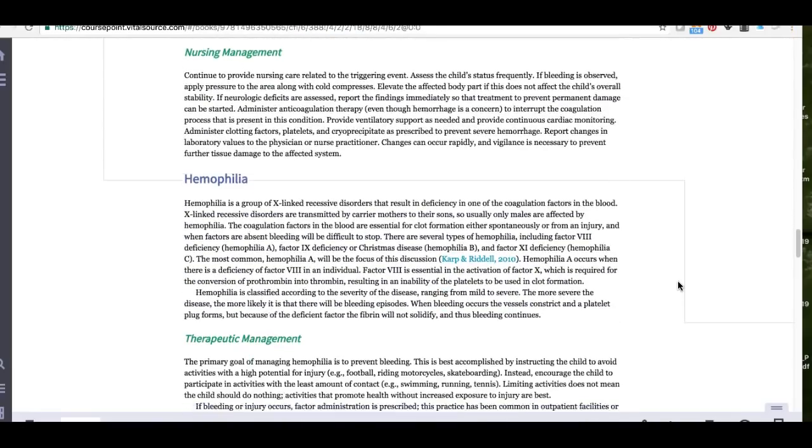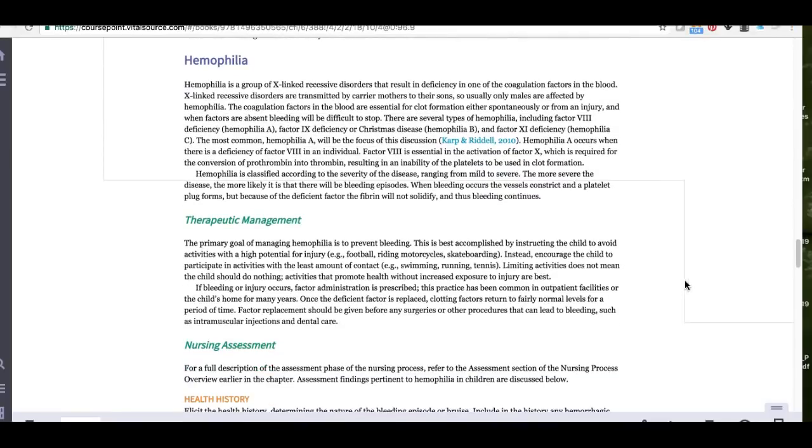Okay, let's talk about hemophilia. Hemophilia is a lifelong disorder. It's a lack of a clotting factor. There are varying different types of hemophilia. There's hemophilia A, there's hemophilia B, there's von Willebrand's. They're all some sort of factor deficiency. The most common thing you're going to see is hemophilia A, and it's a factor VIII deficiency.